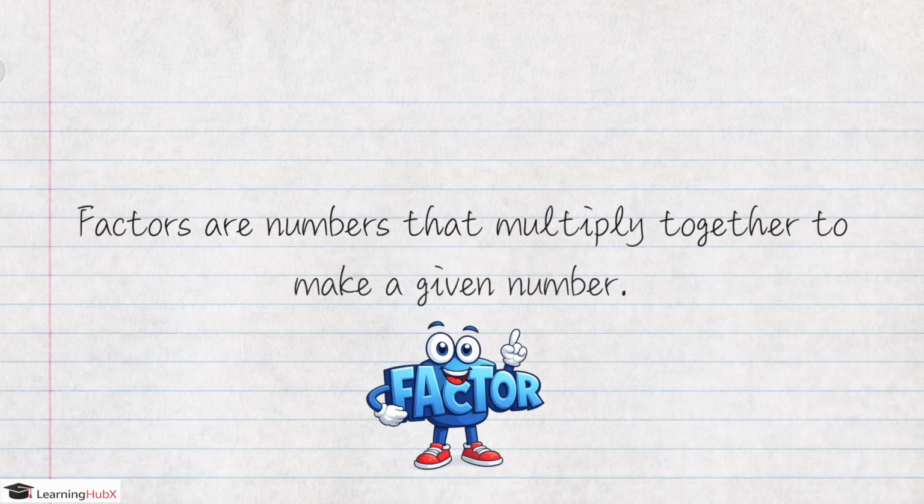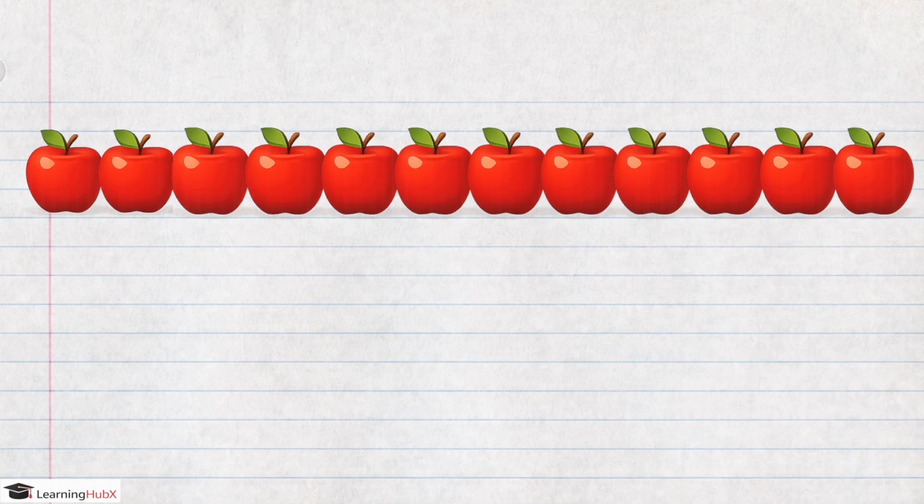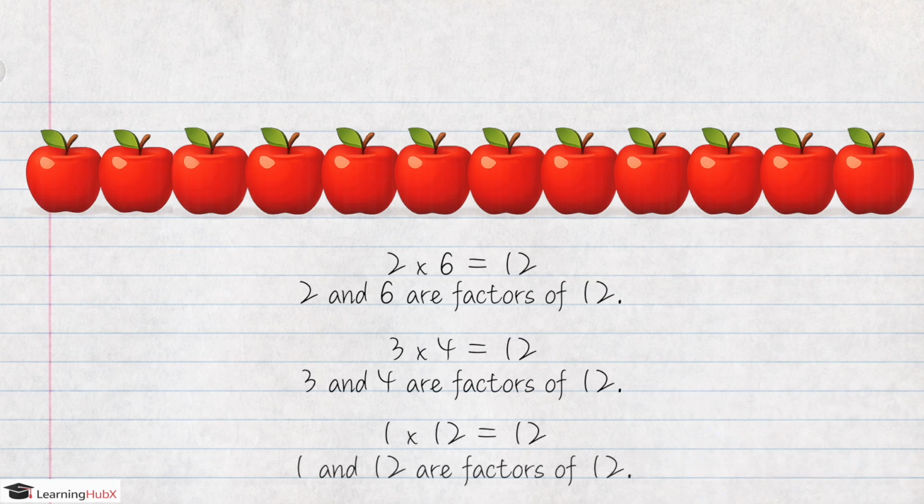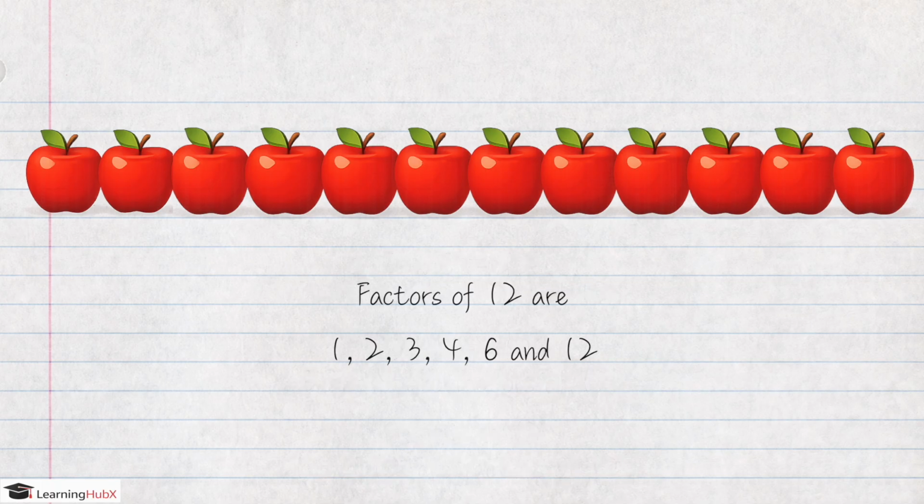Factors are numbers that multiply together to make a given number. So let's look at 12 apples. What numbers can multiply together to make 12? 2 times 6 equals 12. So 2 and 6 are factors of 12. 3 times 4 equals 12. So 3 and 4 are also factors of 12. And don't forget, 1 times 12 equals 12. So 1 and 12 are factors too. So the factors of 12 are 1, 2, 3, 4, 6, and 12.